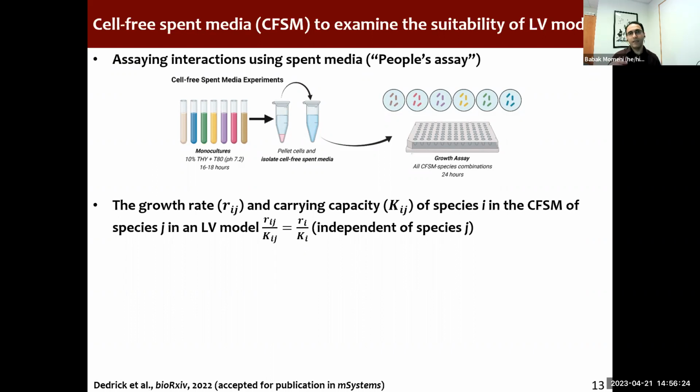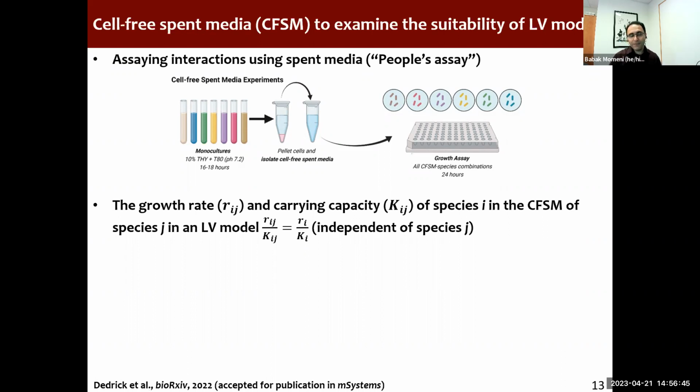And the idea is that each of these species are changing the environment by their activity. They are consuming some of the resources, spitting out other things into the environment. And when we expose other strains to that environment, then we can estimate how the activity of one cell type affects the other cell type.